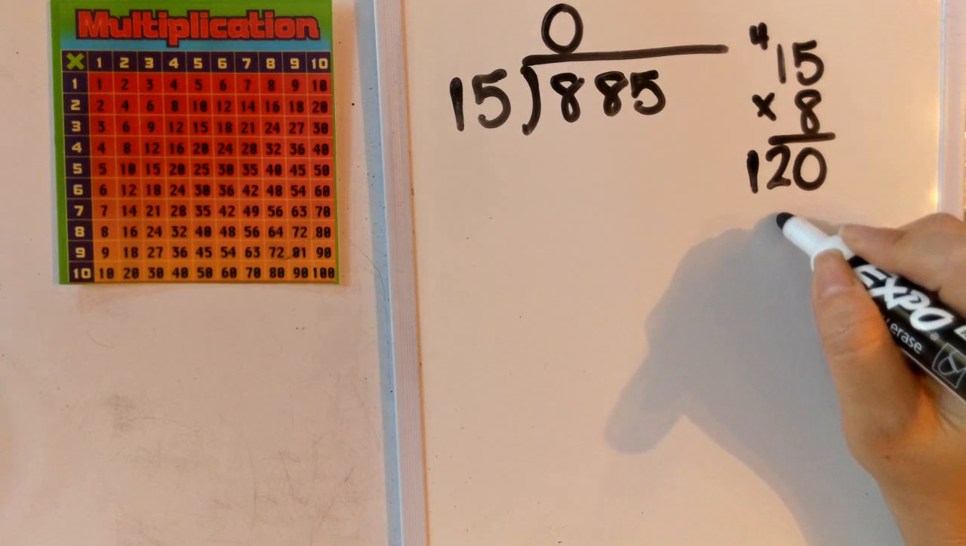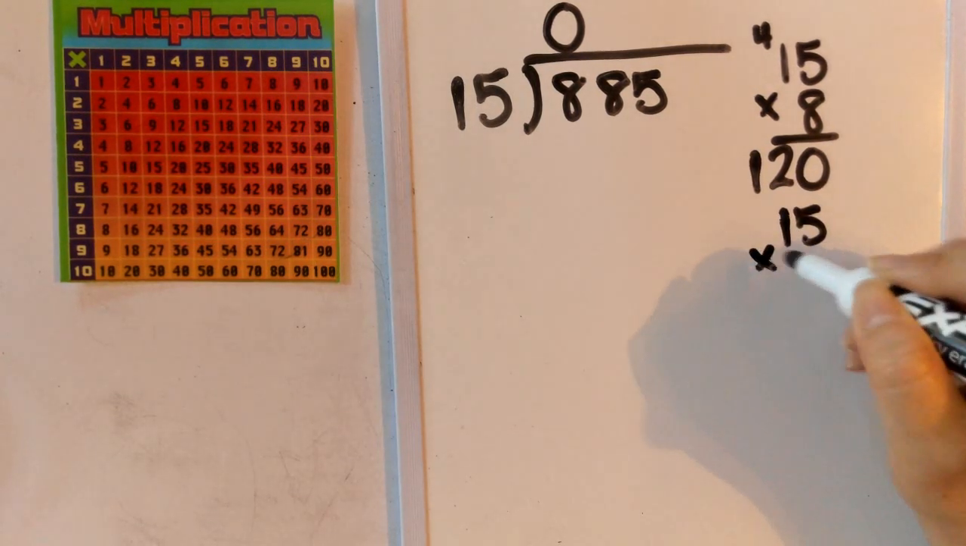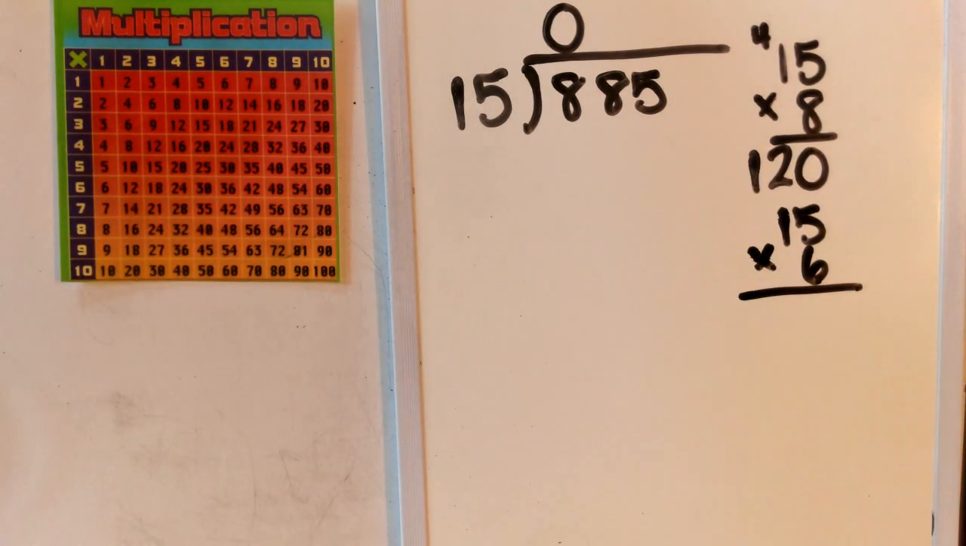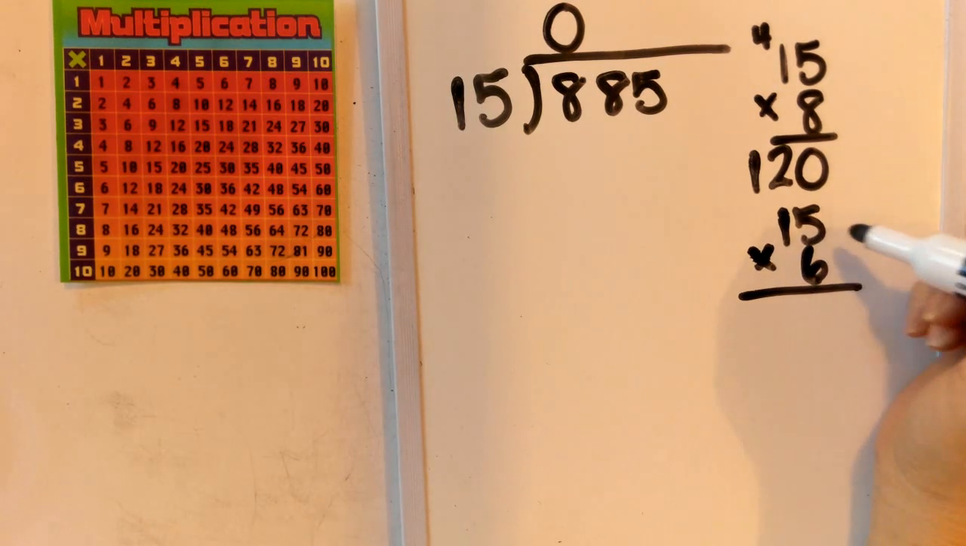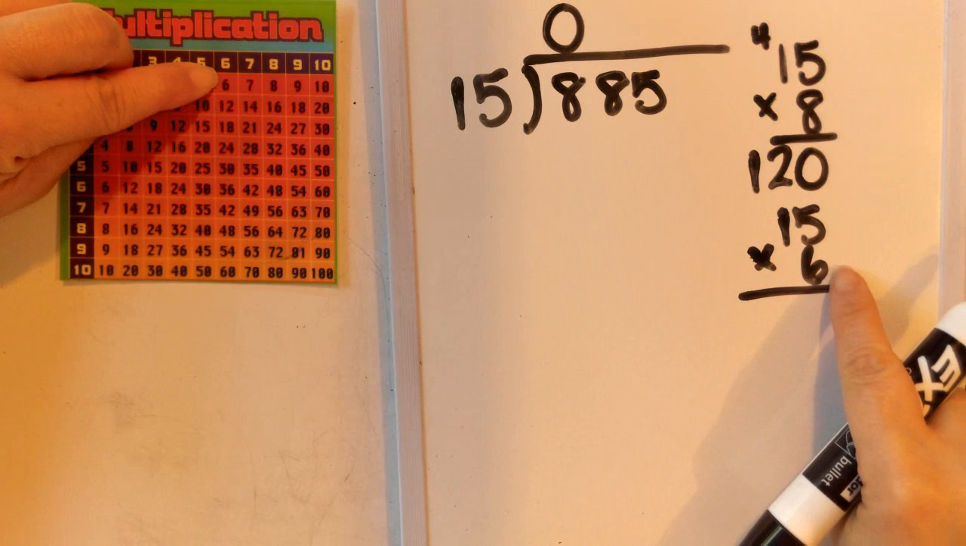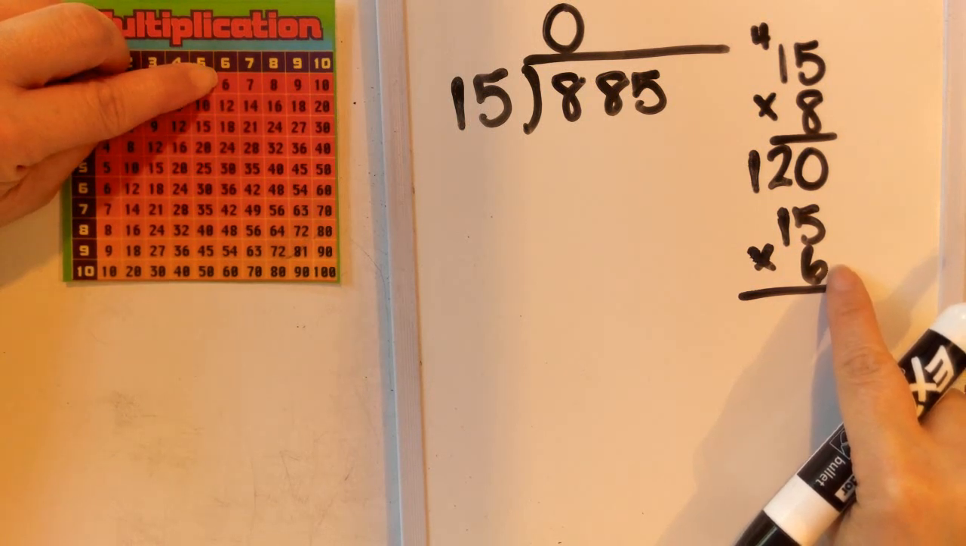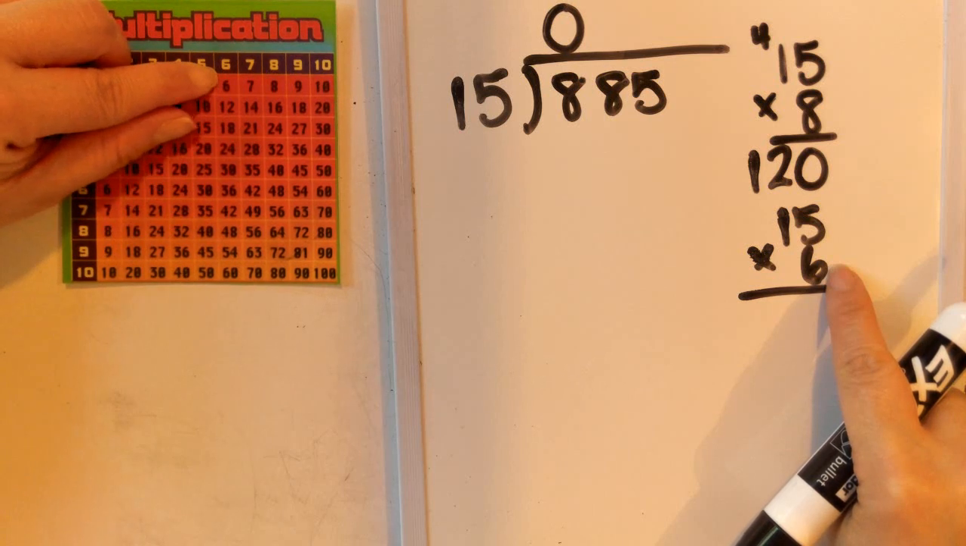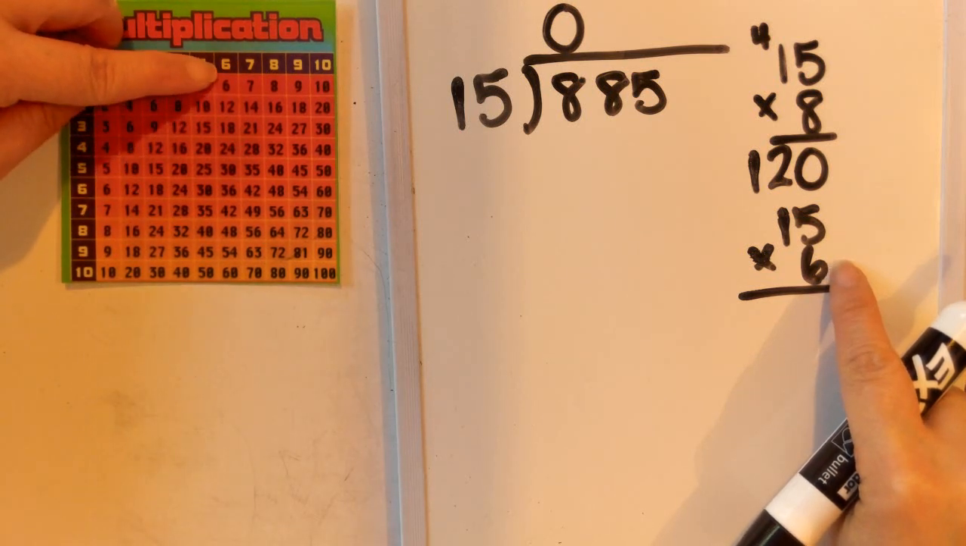Okay, so let me see. Let's try 6 groups instead. You can try 7, you can try 5, you can even try 2. But we're going to try 6 groups. Okay, so here we go. So here's our 6. Notice how I normally put my finger on the number that I'm multiplying by at the bottom here, so it's easy for me to keep track of them, okay? So the 6 column is right here.